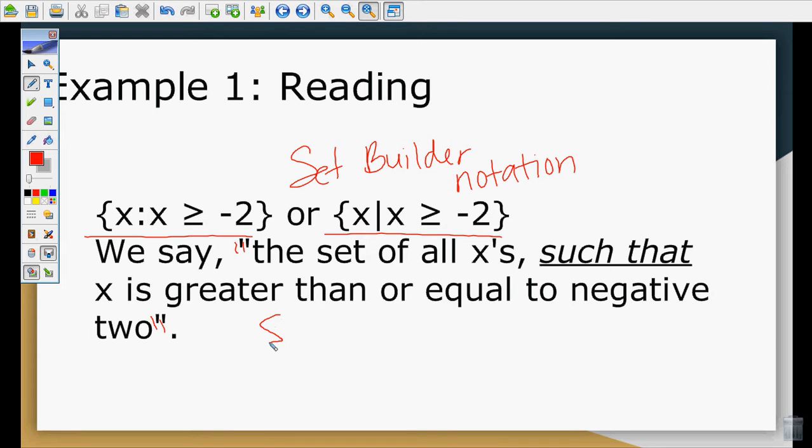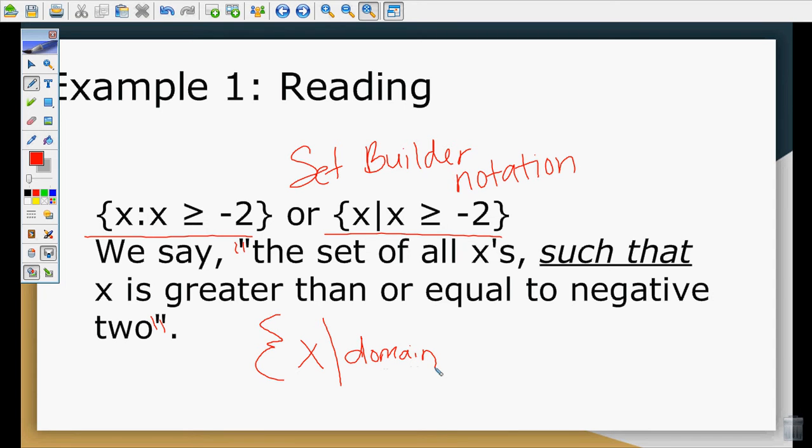Your first part is your brace. Don't judge my brace. Okay? Then you have your defined variable. So whatever your variable is. You have your such that. Did you copy this down? You have your domain.